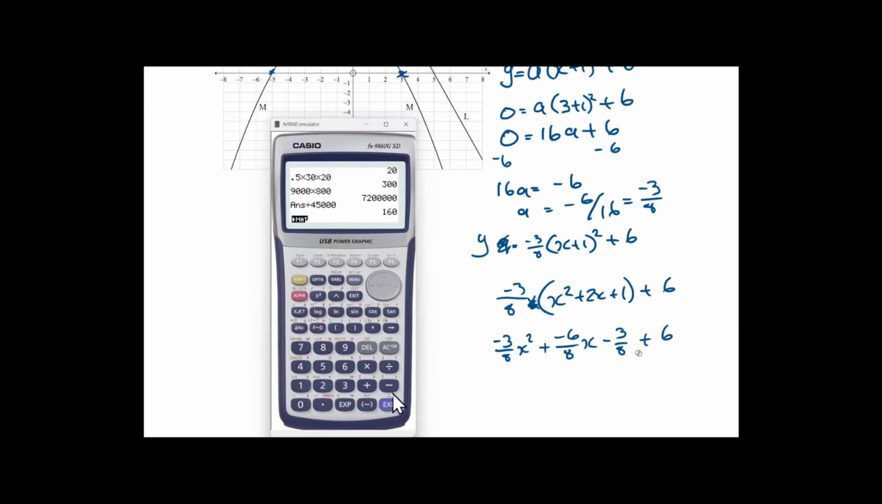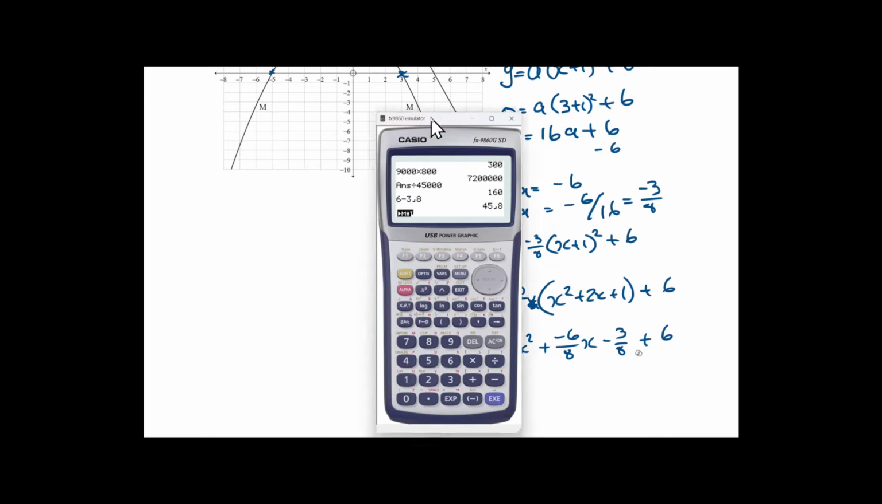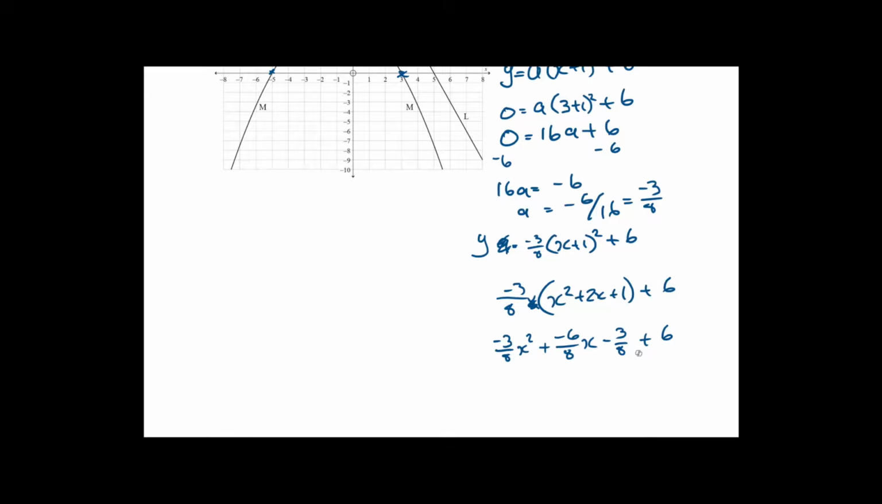Sorry, it's late at night while I'm doing this. So 6 minus 3 over 8 is 45 over 8. So our final answer is going to be negative 3 over 8 x squared, and I guess we could simplify this again, negative 3 over 4 x, plus 45 over 8. Gee, that's a mouthful, isn't it?